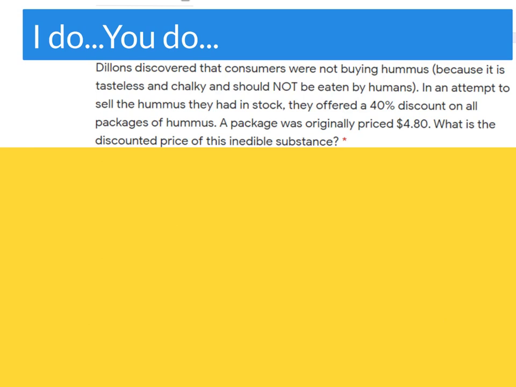Dillon's discovered that consumers were not buying hummus because it is tasteless and chalky and should not be eaten by humans, obviously. In an attempt to sell the hummus they had in stock, they offered a 40% discount on all packages of hummus. A package was originally priced $4.80. What is the discounted price? There's the discount. So again, I set up my proportion.